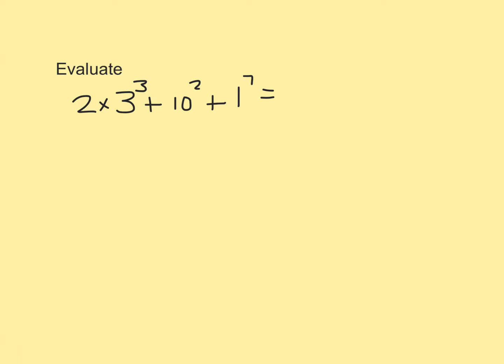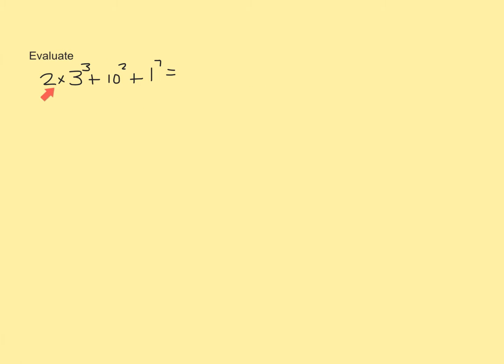Alright, so here's another one for you to evaluate for me. 2 times 3 to the power of 3 plus 10 to the power of 2 plus 1 to the power of 7. I want you to expand it, and I want you to give me the answer, please. Put the video on pause and come back when you're ready. Alright, so the first thing I'm going to do is write down my 2, and then I'm multiplying it by 3 times 3 times 3. And where do I get those 3 3's? Well, it's 3 to the power of 3, so that little 3 up there means there needs to be 3 3's.